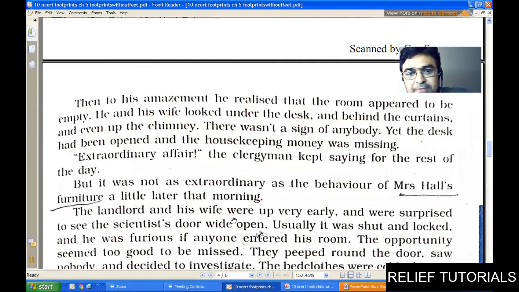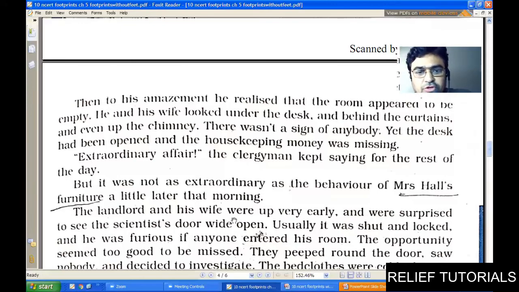He and his wife looked under the desk, behind the curtains, and even up the chimney. The noise had surely come from there, and they had seen that somebody had taken the coins from the desk, but there was no one to be found. They even checked the hidden places. There wasn't a sign of anyone. Yet the desk had been opened and the housekeeping money was missing. They were surprised. "Extraordinary affair," the clergyman kept saying for the rest of the day. What had happened to him was completely extraordinary, unprecedented.